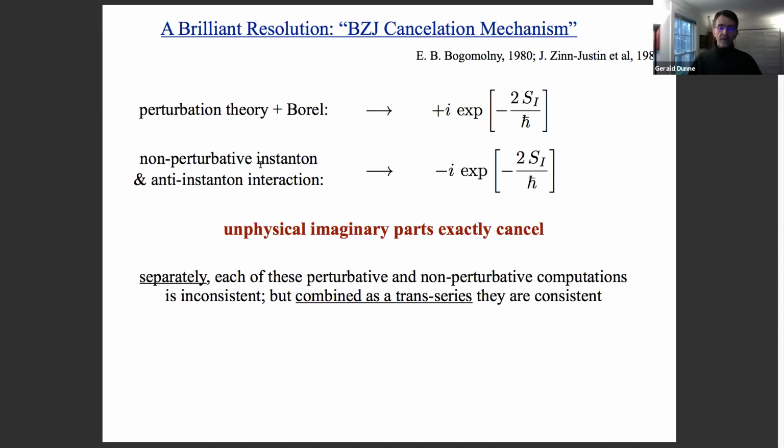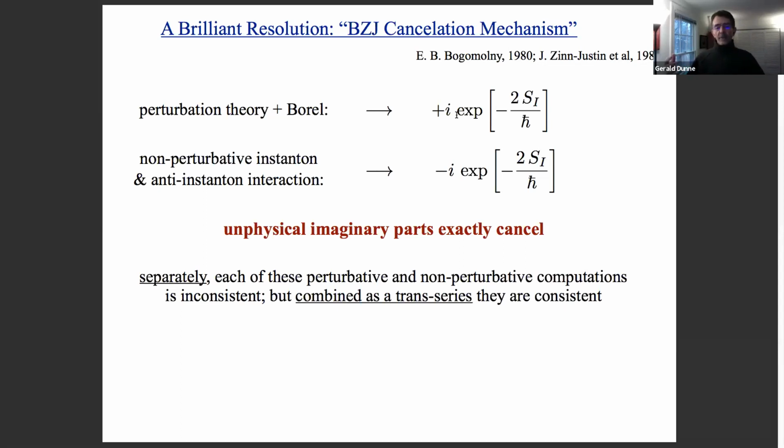Now if you look at the dilute instanton gas approximation at the two-instanton level, there's a problem, because instantons and anti-instantons actually attract one another. So building a stable instanton gas calculation at the two-instanton level, even though it's fine at the one-instanton level, requires some extra care. And what Bogomolny and Zinn-Justin showed is that if you take care of this instability of the instanton anti-instanton interaction, you actually generate an identical term with the opposite sign.